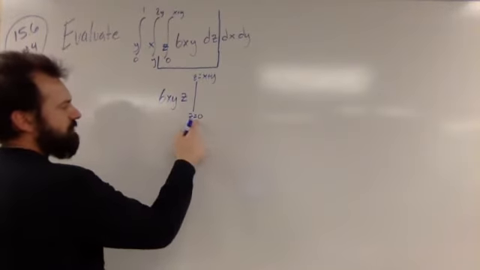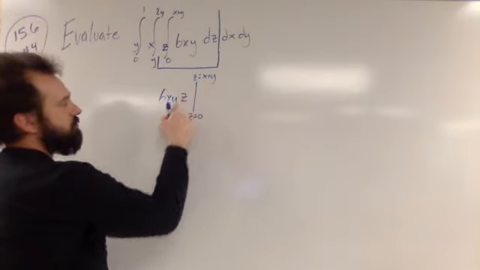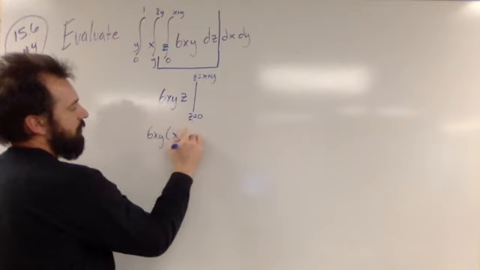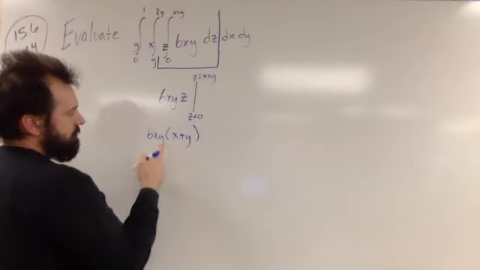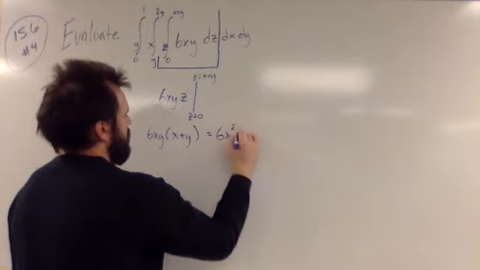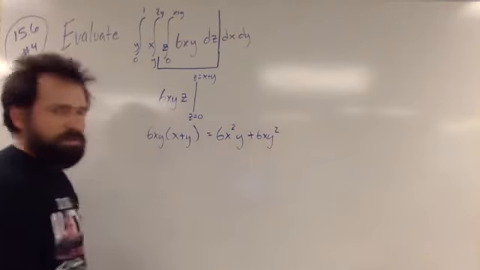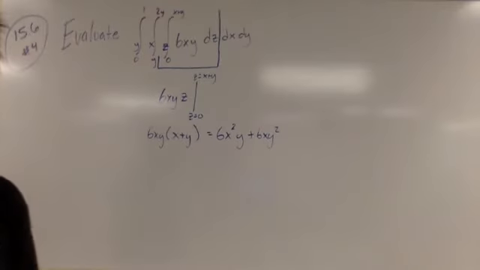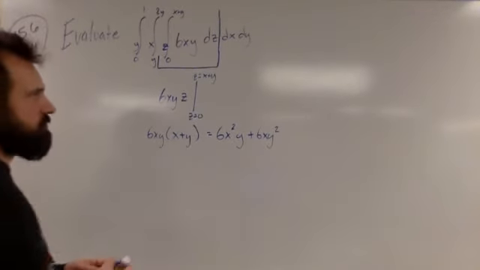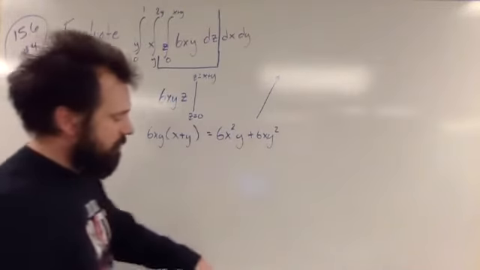When I plug in 0, that's going to do nothing for me. It's just going to cancel out. So all I'm going to evaluate here is x plus y. So I have 6xy times x plus y. This is going to turn into a distribute. So I get 6x squared y plus 6xy squared. That's what's going to go back here into my next integral that I'm going to solve.